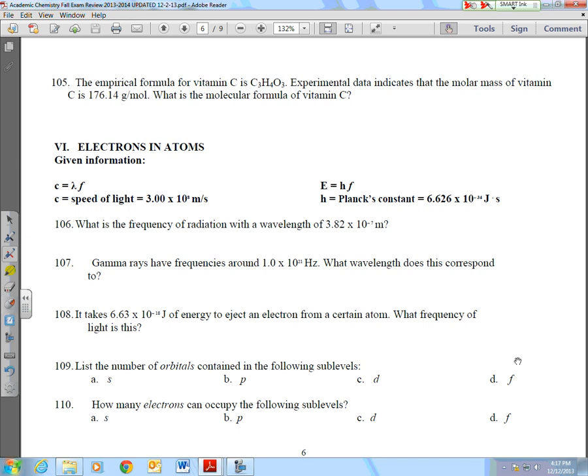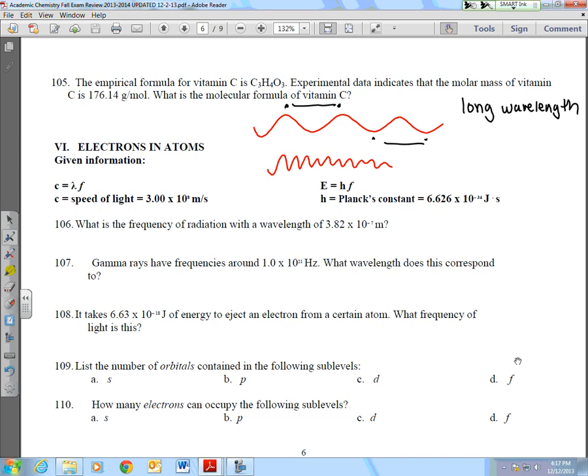Okay, so the difference between frequency and wavelength. I'm going to draw 2 different waves. Wavelength is the space between 2 high points or 2 low points. That is your wavelength. So here we would say this has a long wavelength. Down here, these would be very short. Do you see what I'm saying? So this would have a small wavelength.